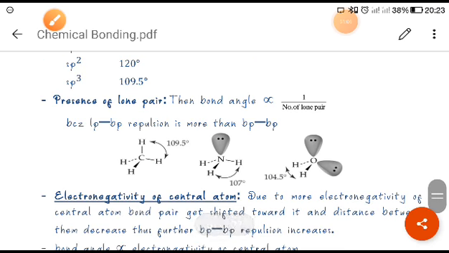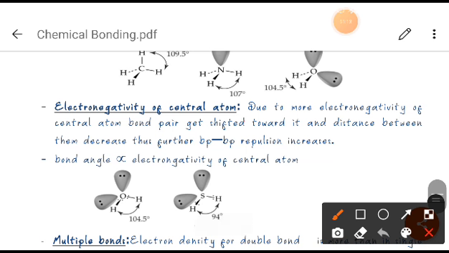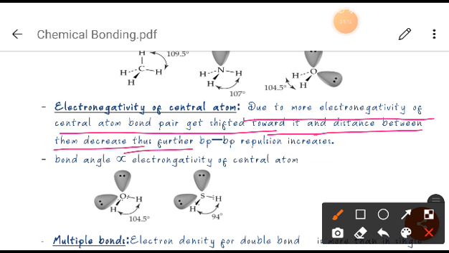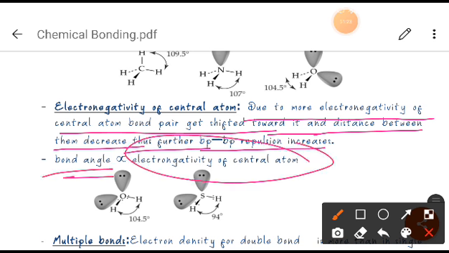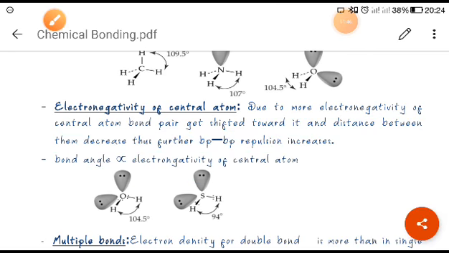Now next is electronegativity of the central atom. Due to the higher electronegativity of the central atom, the bond pairs get shifted towards it, and the distance between them decreases. Thus bond pair repulsion increases. So we can say bond angle is directly proportional to the electronegativity of the central atom, because the bond pairs shift towards it, the distance between them decreases, and bond pair repulsion increases.